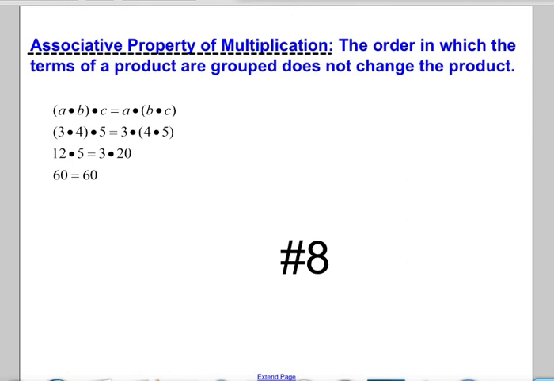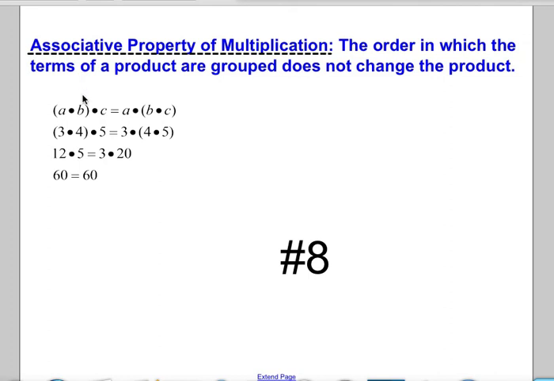And finally, this associative property of multiplication, I can change the order of how I group together my terms, but my product still remains the same. So A times B can be grouped first to get 12, and then I multiply my C, which is 5, and I get 60. Or I can group together B times C first, do 4 times 5 and get 20, and then multiply 3 and get 60.